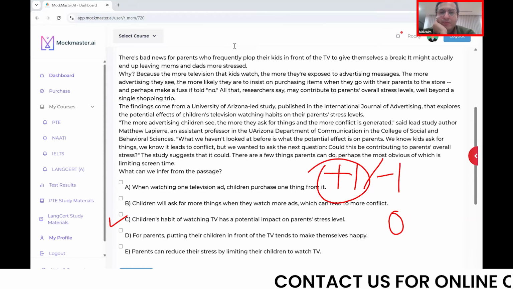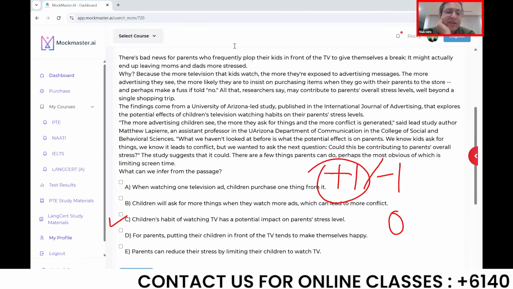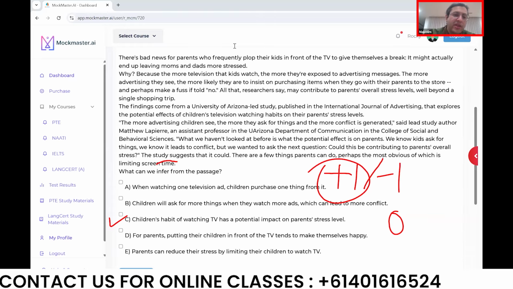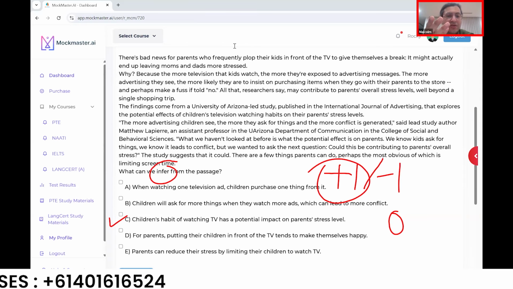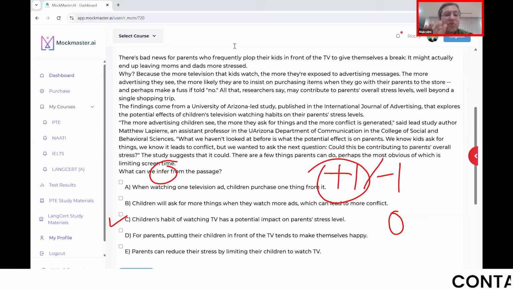And such questions are very time-consuming questions. What can we infer from the passage? Because the question itself is not straightforward. So first you have to understand the passage, read the passage. Who has that much time? Nobody.